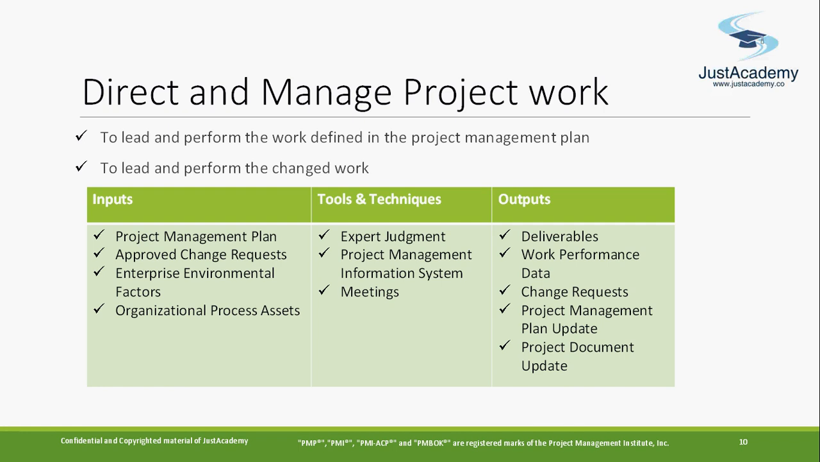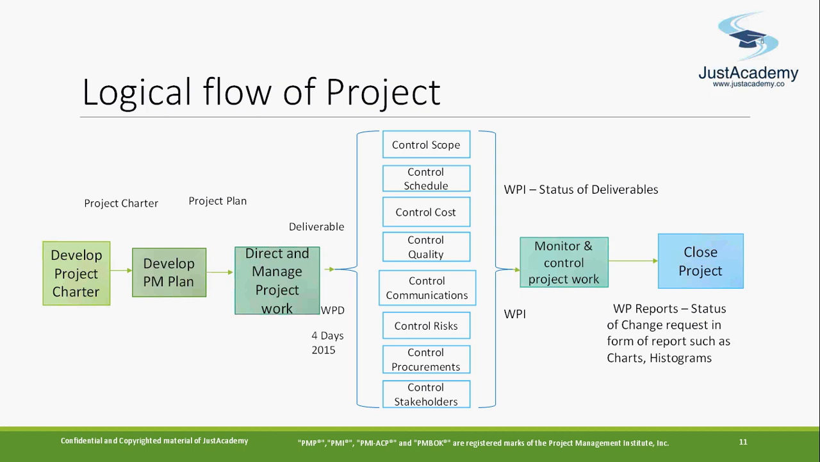Whatever plan you had 6 months earlier, maybe that's outdated. Maybe a lot of activities are there, the timeline has changed. So you keep on updating the project management plan. You'll be updating your project document updates too, like requirements keep on changing. So these are the outputs that you will get from direct and manage project work. Good. So this is the logical flow.